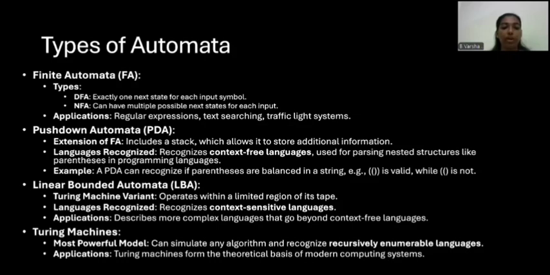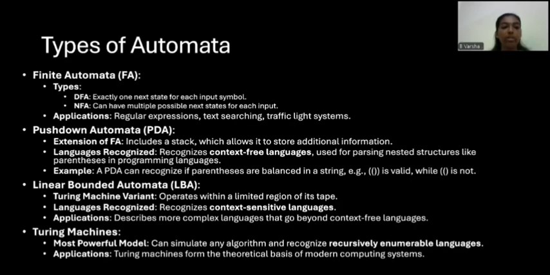Types of automata. Finite automata types are DFA and NFA. Coming to DFA, exactly one state for each input symbol, and NFA can have multiple possible next states for each input. Applications are regular expressions, text searching, and traffic light systems.